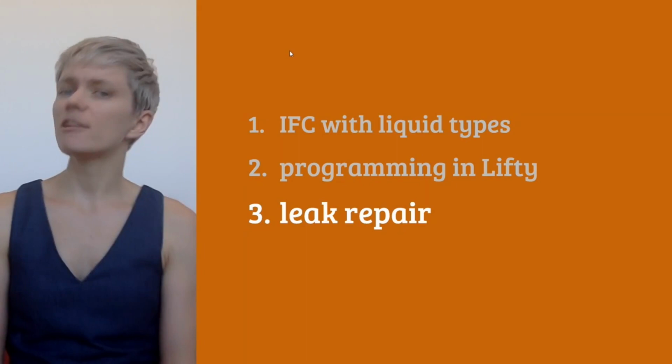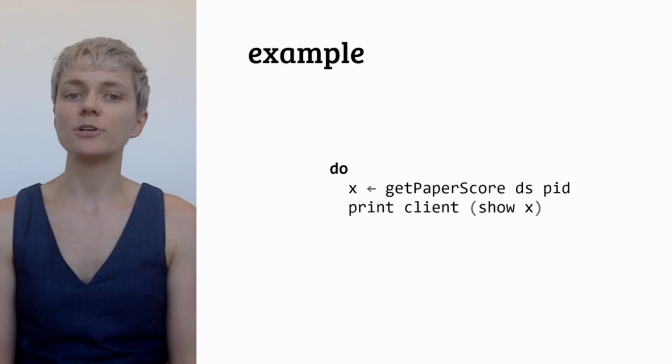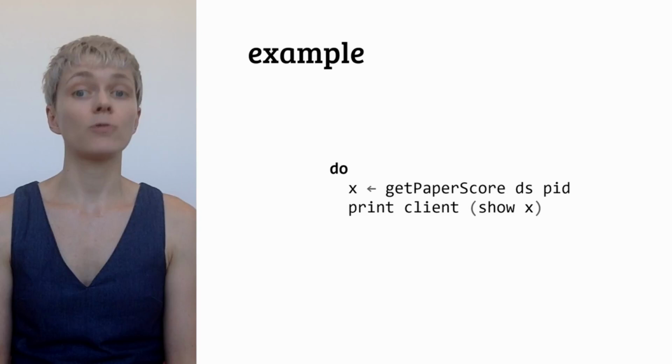In the final part of the talk, let's see how Lifty's leak repair works under the hood. Consider a stripped-down version of the leak I just showed you. In this version, we simply view the paper score and directly show it to the user, who, of course, might be conflicted. How does Lifty repair this leak?